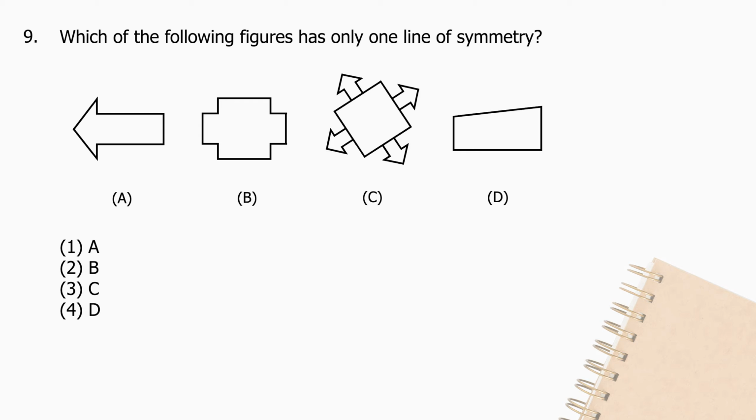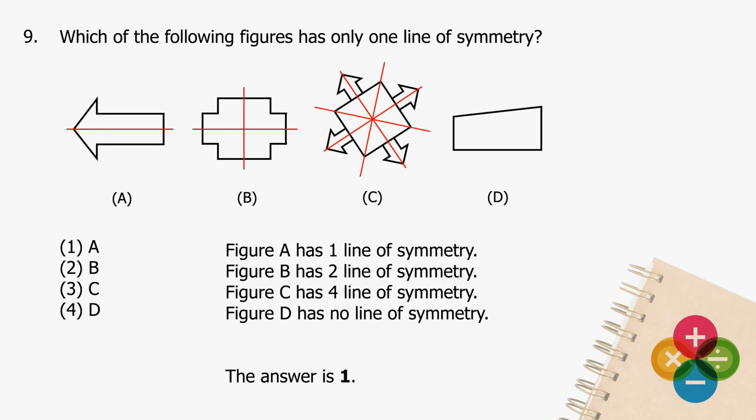Question 9. Which of the following figures has only one line of symmetry? Figure A has one line of symmetry. Figure B has 2 lines of symmetry. Figure C has 4 lines of symmetry. Figure D has no line of symmetry. The answer is 1.